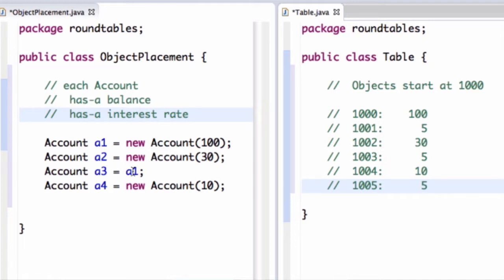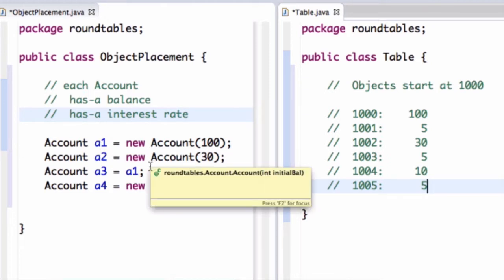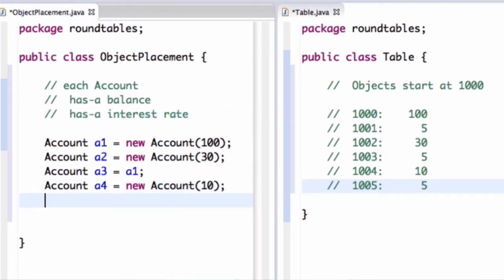Professor, I'm curious. So if we didn't instantiate a new account for account A3, if we change the value of A1, does the value of A3 change as well? Good question. So let's suppose we change the value of A1 at this point. So let's over here say A1 is equal to null, for example. So A1 doesn't reference any account anymore. So what did I do here?